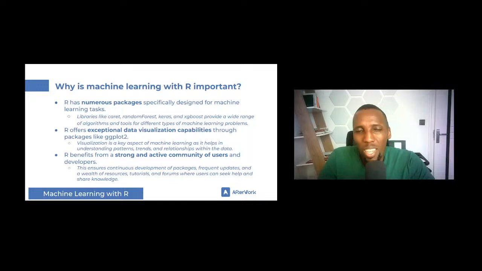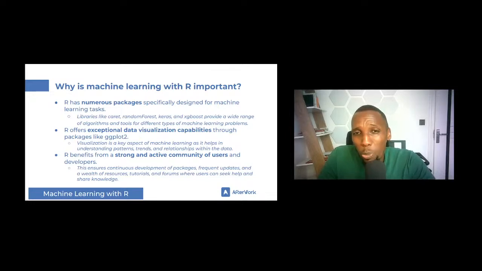Generally, R has thousands of packages, and a few of them have been designed for machine learning tasks. There are libraries like Caret, there's a library called Random Forest, there's Keras, there's XGBoost. These are packages. In R, we term libraries as packages. So these are packages that we can use to create machine learning models. R also offers exceptional data visualization capabilities. If you want to explore and understand the patterns within the training data set, before later cleaning and using it for the training of a model, then you can use state-of-the-art data visualization packages such as ggplot2.